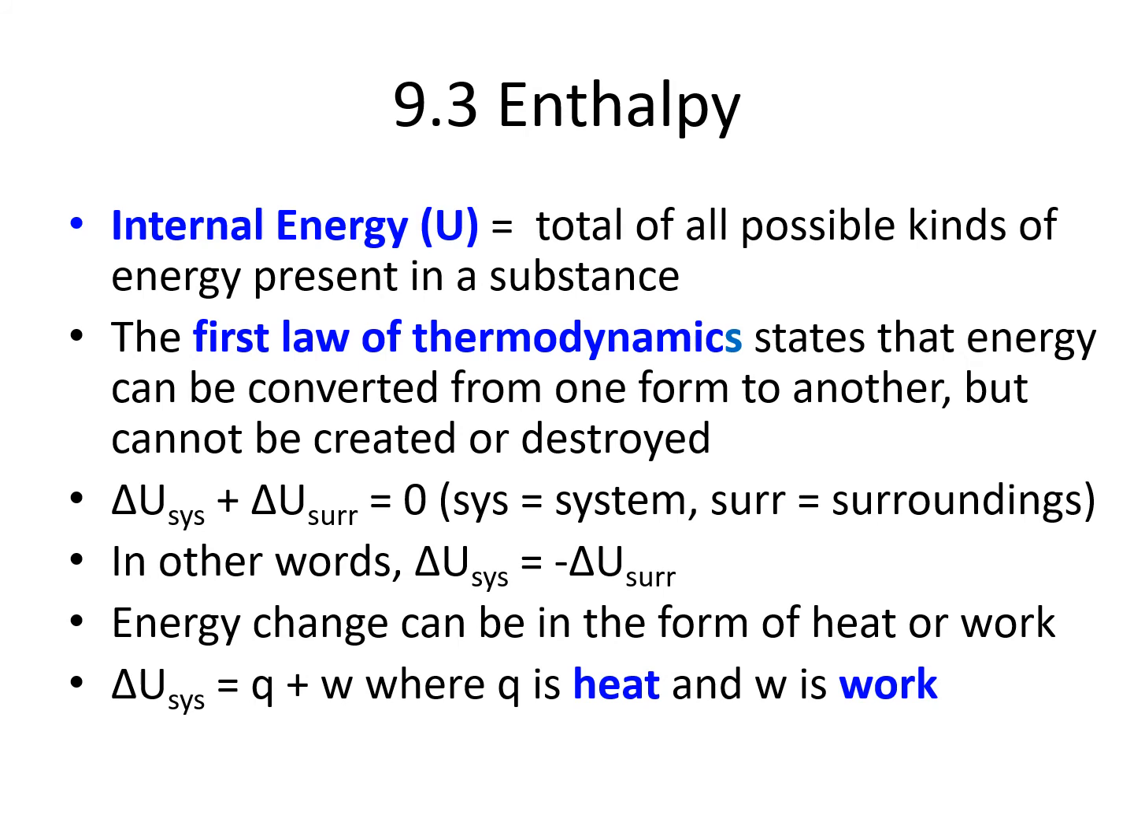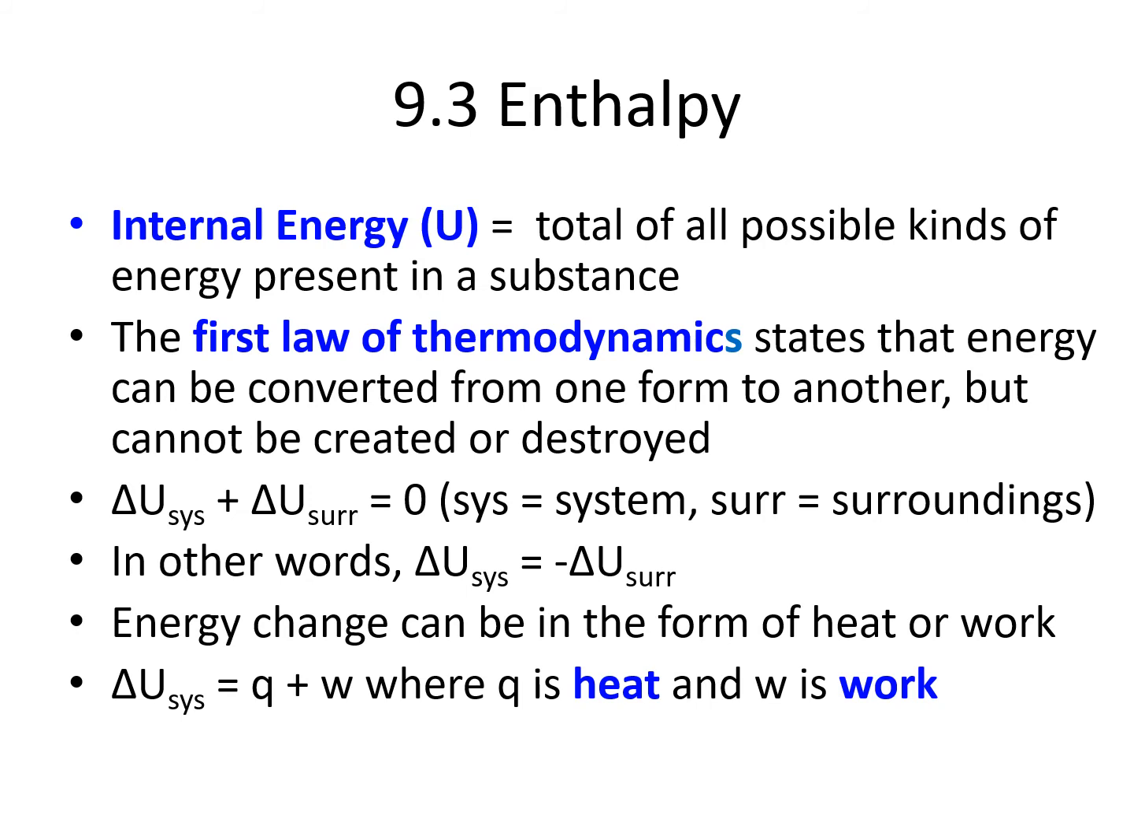And we can express this in equation form related to the system and surroundings. So we could say delta U for the system, that is change in internal energy for the system, plus delta U for the surroundings, change in internal energy for the surroundings, equals 0. That is, there's no net change. There can be a movement of energy from the system to the surroundings or from the surroundings to the system, but there's no net change. No energy is lost during the process.